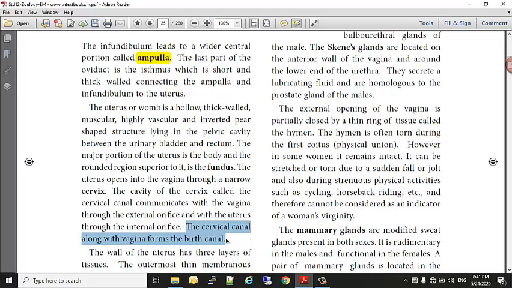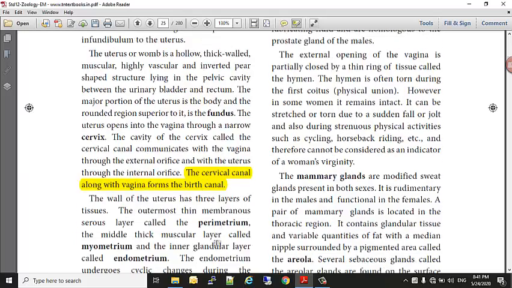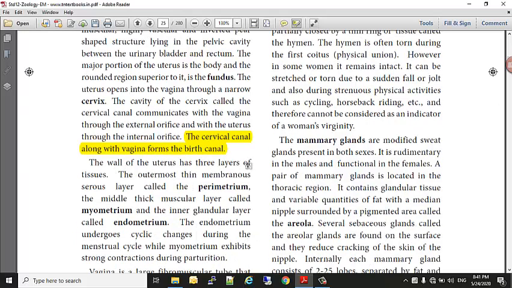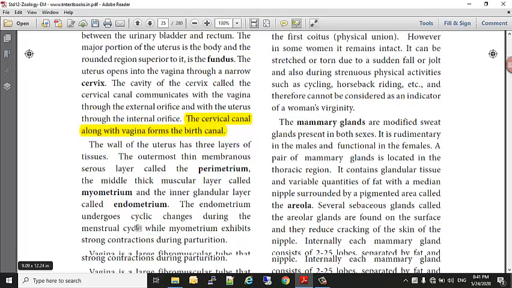So these two parts form the birth canal. The wall of the uterus has 3 layers: the outermost thin membranous serous layer called perimetrium, the middle thick muscular layer called myometrium, and the inner glandular layer called endometrium.